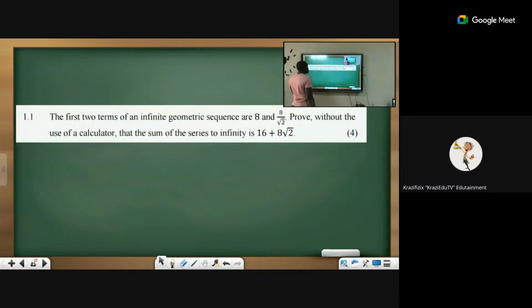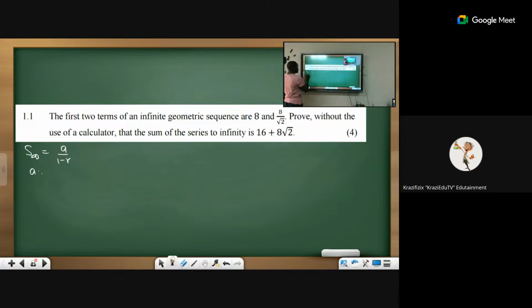The first 2 terms of an infinite geometric series are 8 and 8/√2. Prove, without the use of a calculator, the sum to infinity. Okay, great. What is our sum to infinity? Do I know my A? Yes, my A is 8. The question is, what is R?